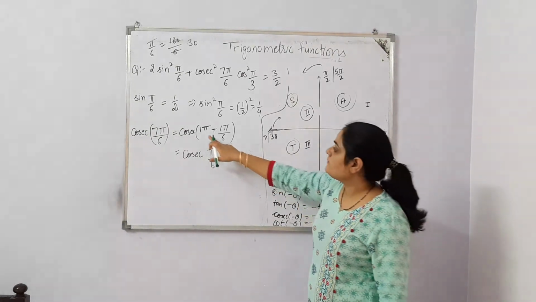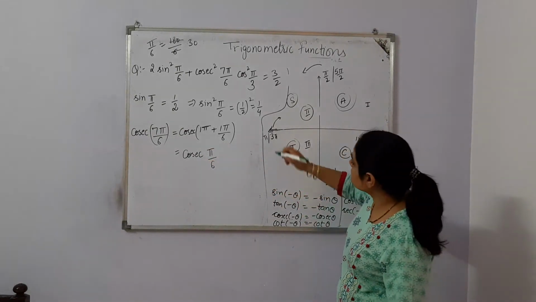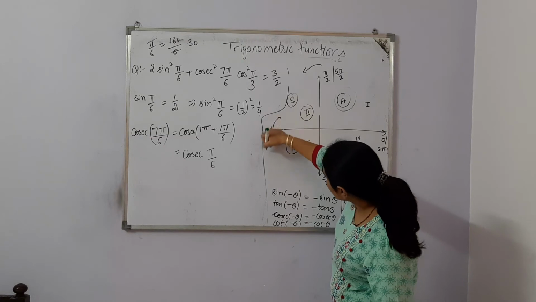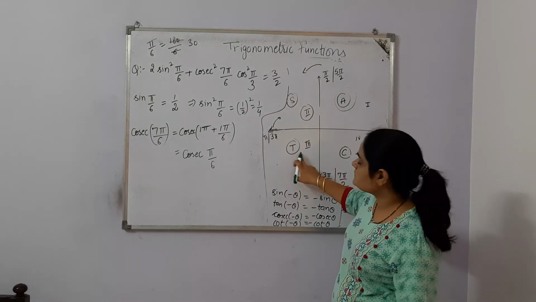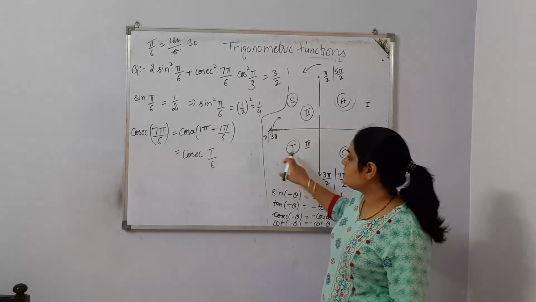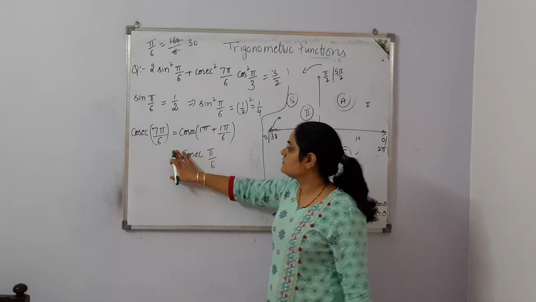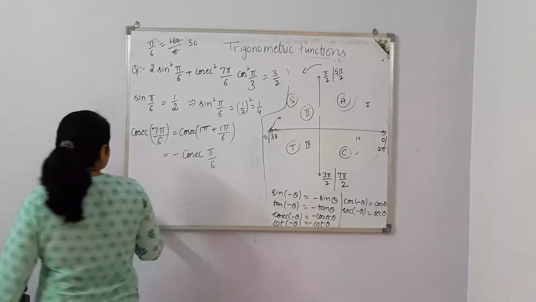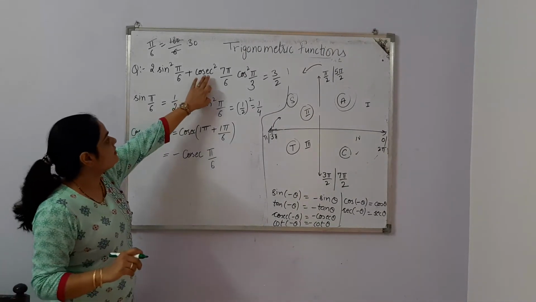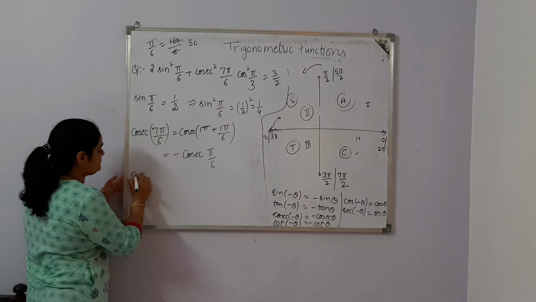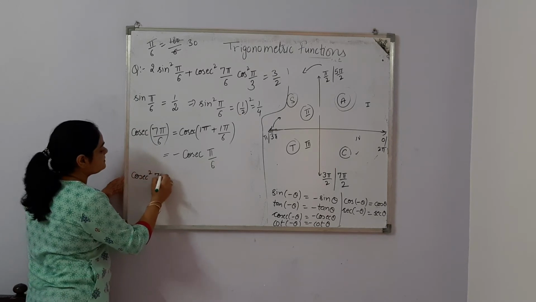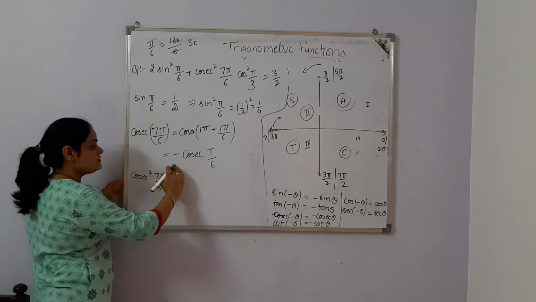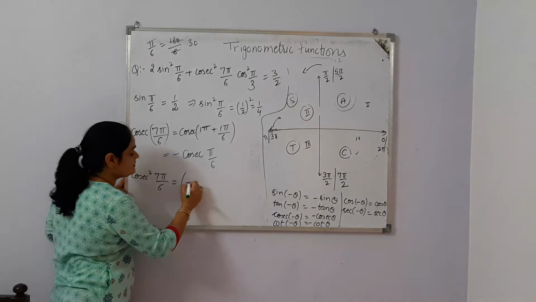What about the sign? Pi plus theta is in the anti-clockwise direction, here it is pi. If we are going anti-clockwise, we are reaching the third quadrant. In third quadrant, cosecant is negative. So it is minus of cosecant pi by 6. We need to find the value of cosecant square 7 pi by 6.